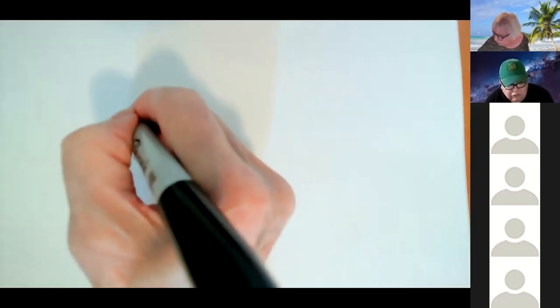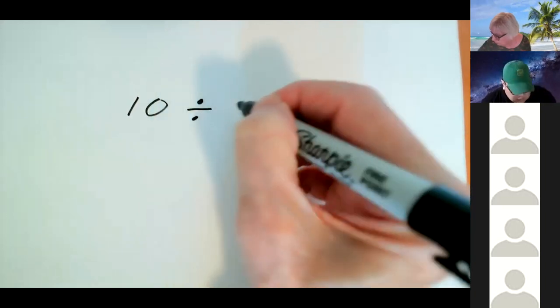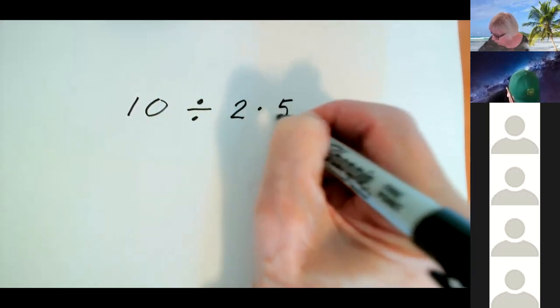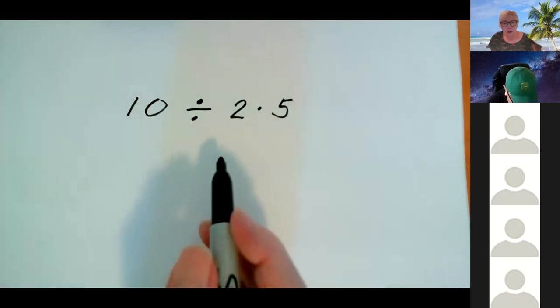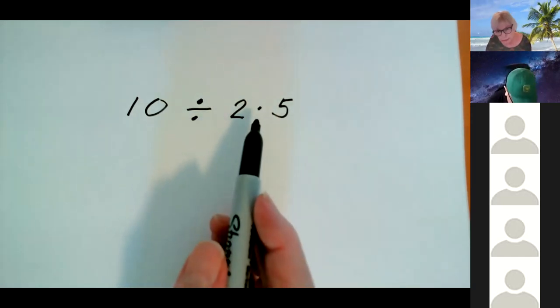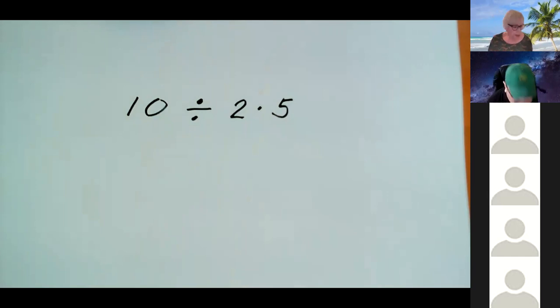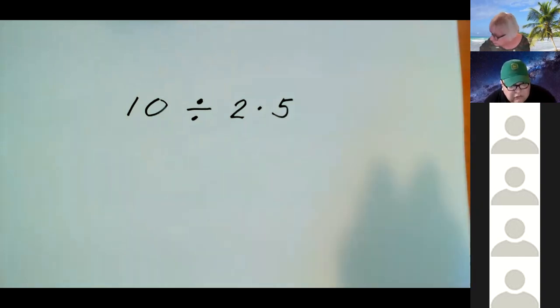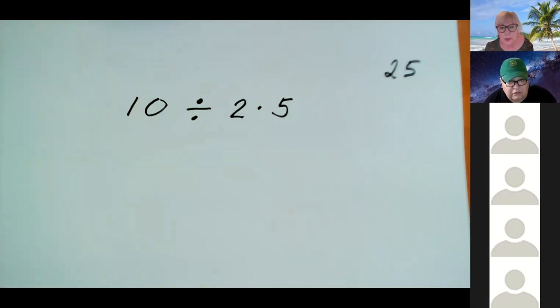Now, this is divide, and this is multiply. So what answers do you have for me? 25. There's one answer. Anybody have something else? I agree with 25. You agree with 25? I think you're getting what I'm trying to say.